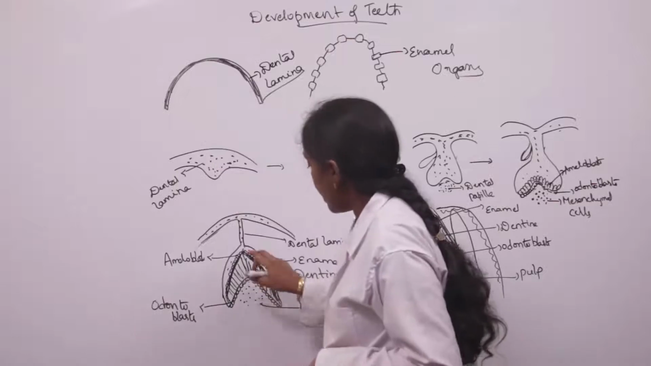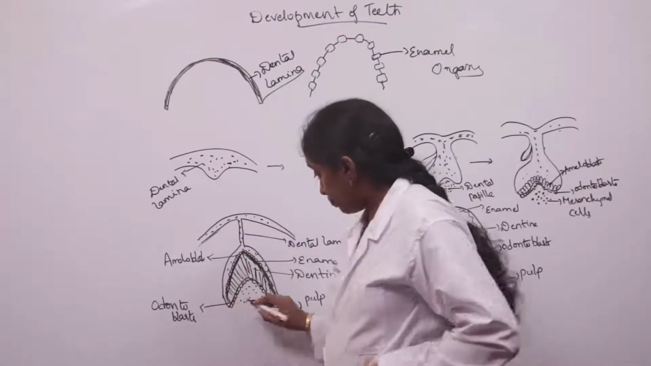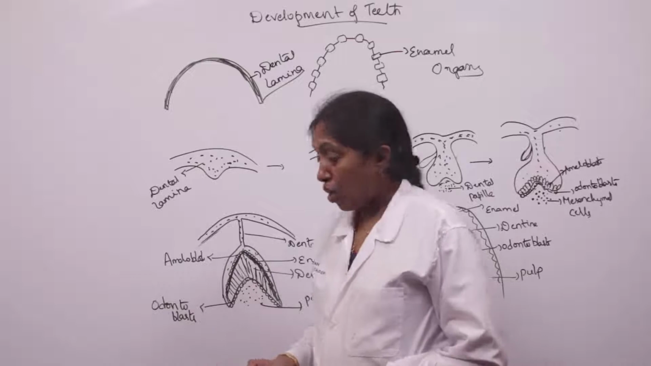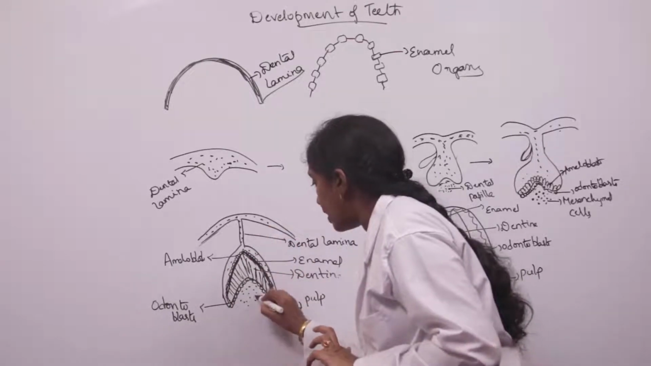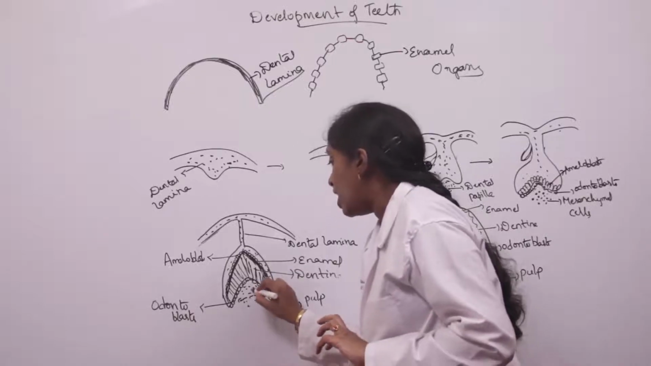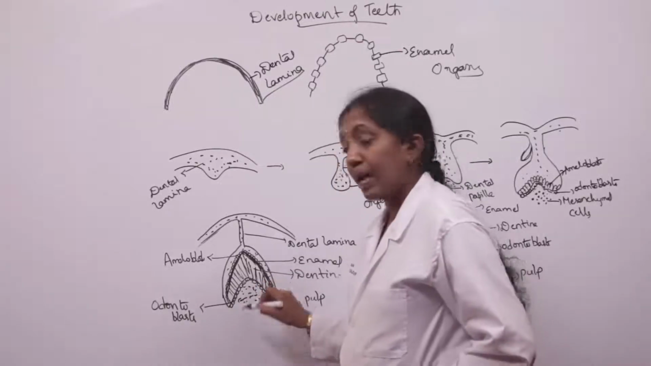Odontoblasts get separated from the ameloblasts by the formation of dentine. Okay, then what happens is, by the formation of this, we call it pulp. The mesenchymal cells here form the pulp of the teeth.